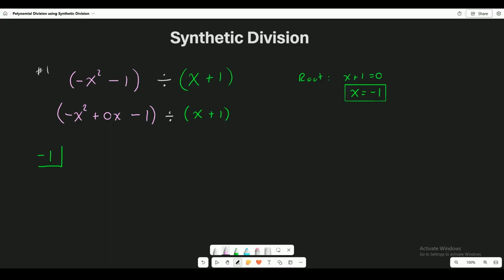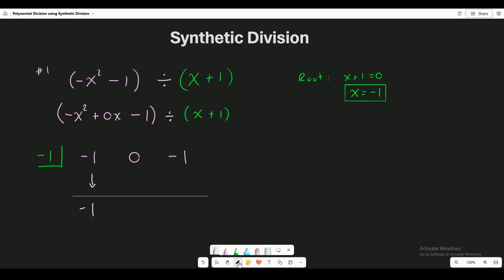Next, I'm going to grab the coefficients of the number we're dividing into. So the coefficient on the negative x squared term is negative 1. Then the coefficient of the x term is 0. Then the coefficient of the constant term is negative 1. Just like that. Cool. And then we're going to add a line, just like this. Okay? The next thing you do is bring down the first coefficient. Just bring it down.